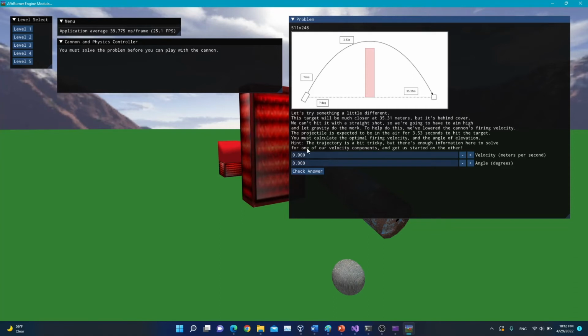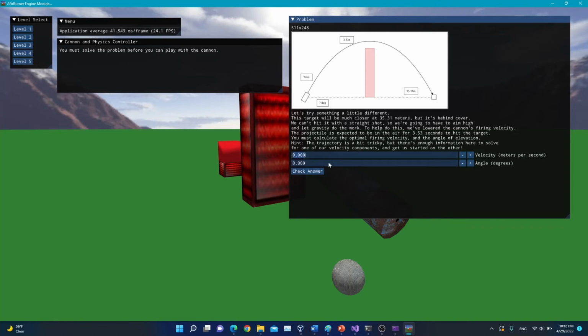The target's 35 meters, or 35.31 meters away. The wall is about 15, but that's not really relevant to the actual data we're given, because we need to calculate the trajectory. Since we know the flight time, there's only one possibility here. So I'll go ahead and enter the data.